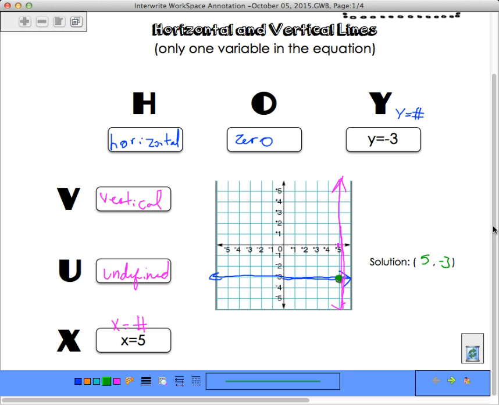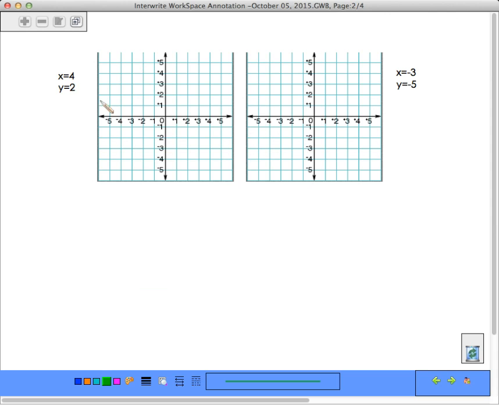All right, let's try a couple more. So try this one. Let's start with x equals 4. X equals, VUX, so V for vertical, undefined slope, and x. So we're going to have a vertical line through 4. Let's see if I can get this. There we go. Okay. And then for y equals 2, we go to where y is 2 and go straight across. Those two intersect at this point right here, which is 4, 2. That's my solution to the system.